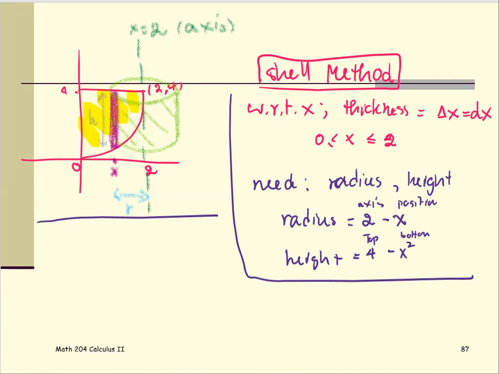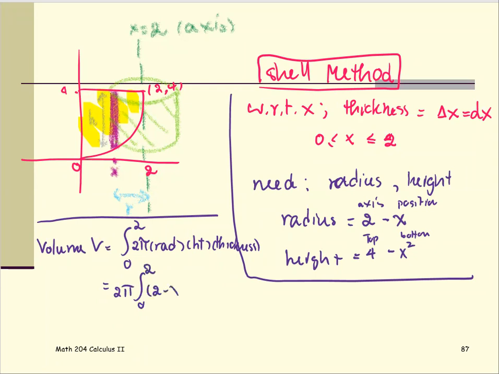Next, we're going to set up the volume. The integration from 0 to 2. For the shell, we're going to need the circumference, which is 2 times pi times radius, multiplied by the height, multiplied by the thickness. And 2 pi as a coefficient, from 0 to 2. The radius is the quantity 2 minus x. The height is the quantity 4 minus x squared. The thickness is dx.